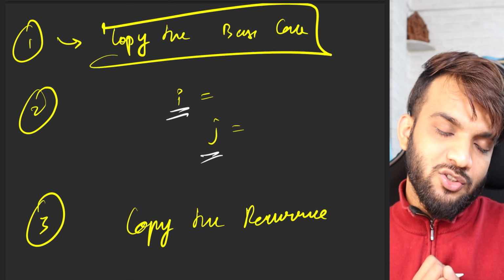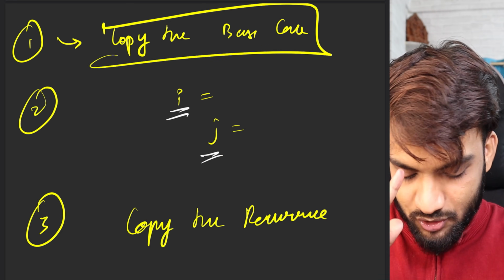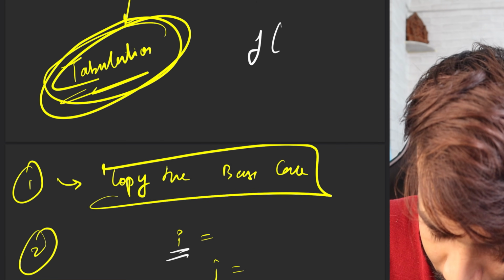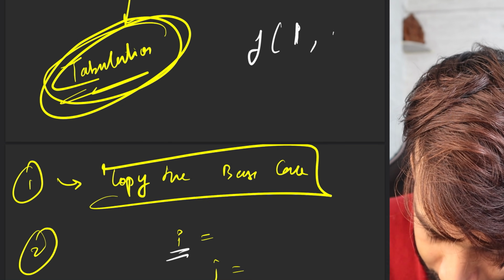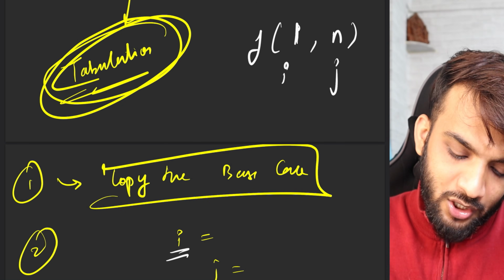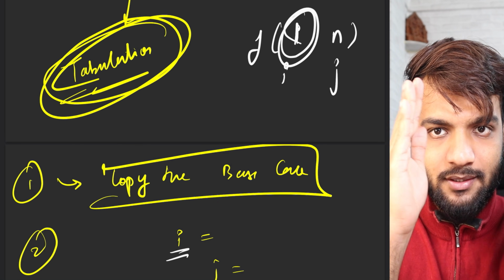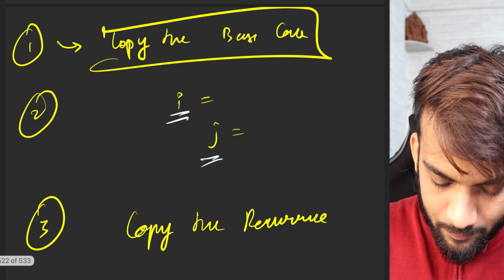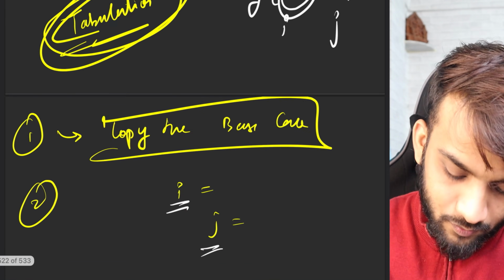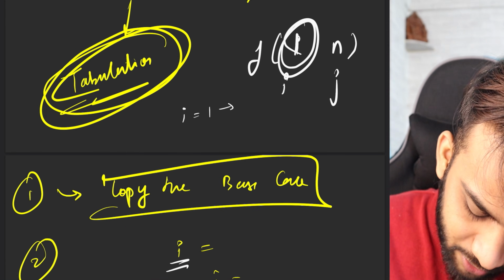Two changing variables. Where is i being called? Just go and look. You're calling it from 1 comma n. This is your i, this is your j. You're calling i from 1. So i will go from 1 to n in recursion.